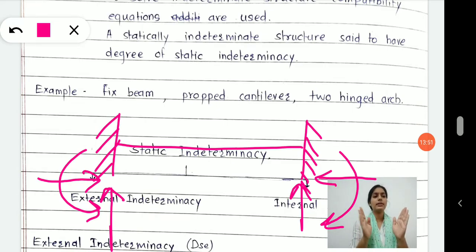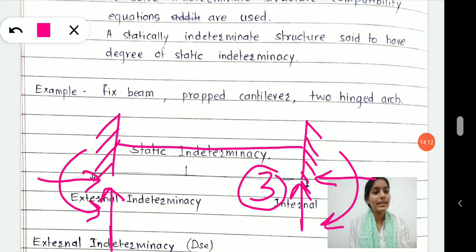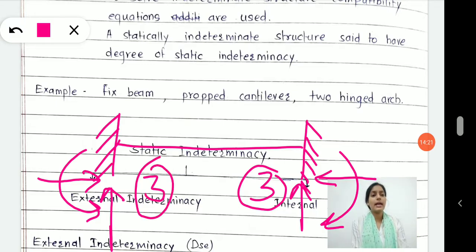totally restricted. And that's why what happened? If you restrict something, reactions will develop. If you restrict your beam or any object, then it will respond and reactions develop. Therefore, in the fixed beams, how many reactions do you have? 3 reactions at each fixed support, right? Therefore, here you come up with total unknowns, or total reactions, as 6.